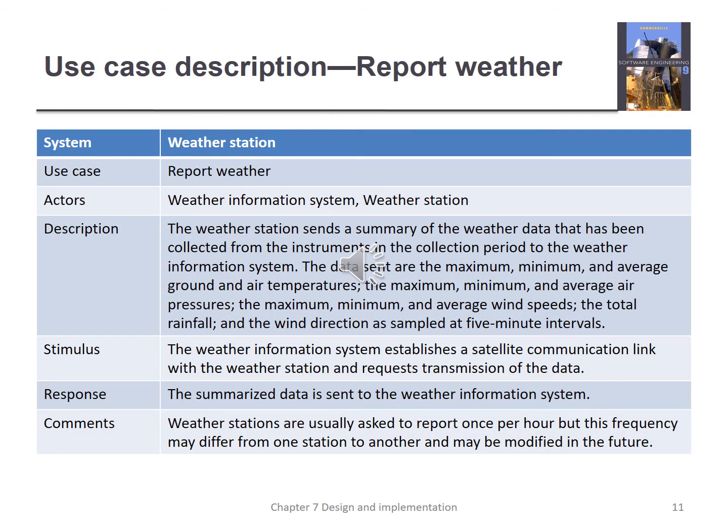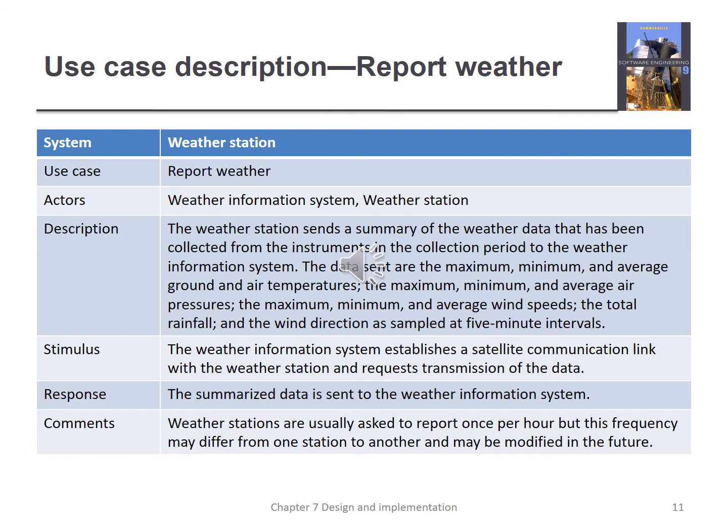Well, if we look at the description of these use cases, first of all, the use case Report weather. The actors are the weather station and the weather information system. Description: the weather station sends a summary of the weather data that has been collected from the instruments during the collection period to the weather information system. The data sent are the maximum, minimum, and average ground and air temperature, maximum, minimum, and average, and so on.